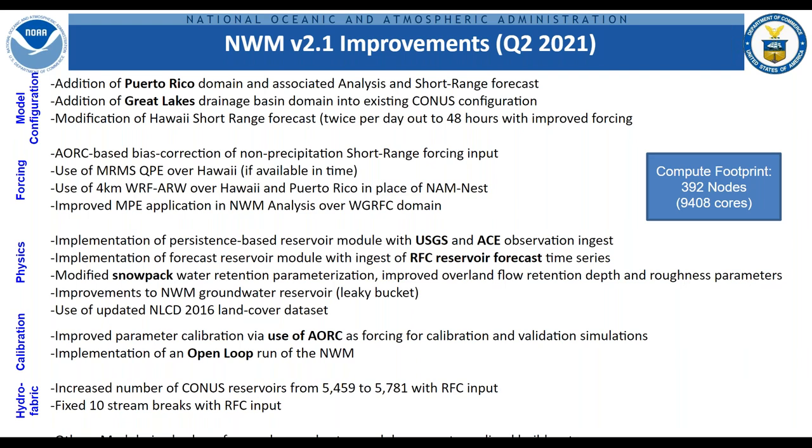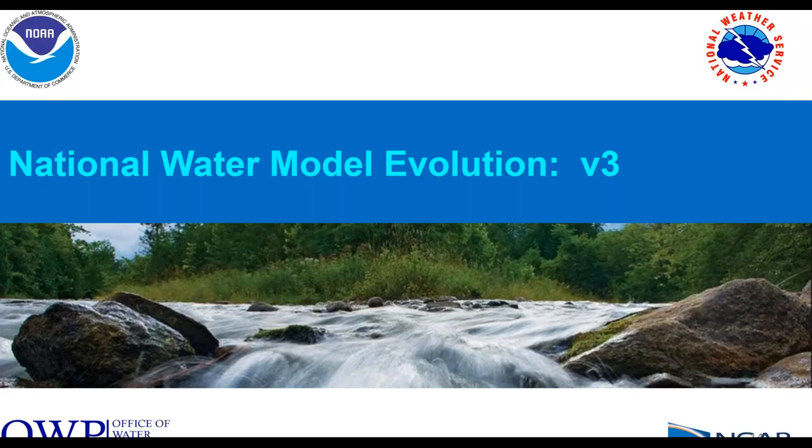We're also going to be implementing real-time data feeds from our river forecast centers and bringing the river forecast center forecasts at reservoirs into the National Water Model. So we think this will have a considerable improvement on skill. Another thing that we're going to be doing is implementing an open loop version of the model that is not corrected by streamflow data assimilation. So very exciting things are coming in version 2.1 that'll be released hopefully around this time next calendar year.